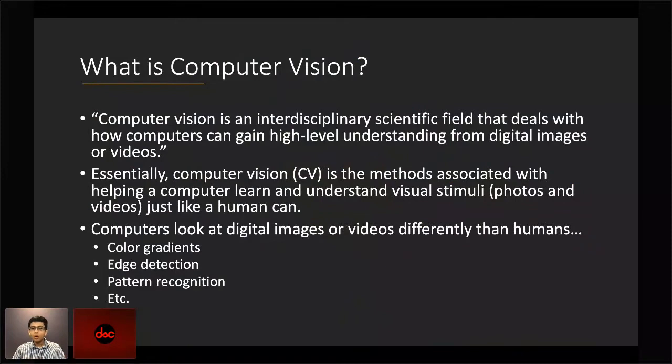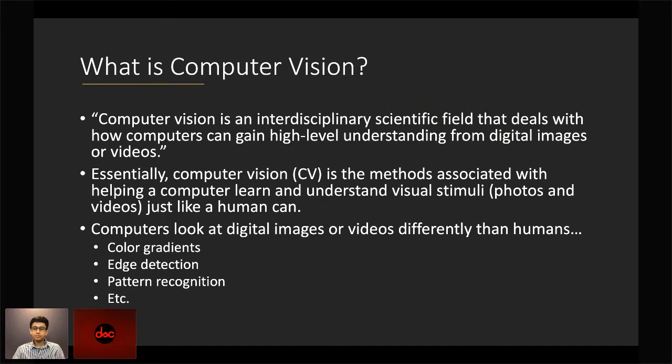So the big question is, what is computer vision? Computer vision is an interdisciplinary field that looks at the methods associated with helping a computer or a software program learn and understand visual stimuli, just like a human can. Visual stimuli include things like digital photos or digital videos. Humans and computers look at these digital stimuli completely differently, however. Computers look at them by looking at color gradients, edge detection, pattern recognition, and a lot of other features; these are what they're called, features. And humans, of course, look at it a little bit differently. But this is, on a very simple level, how computer vision works.